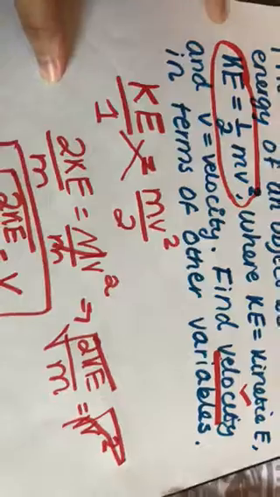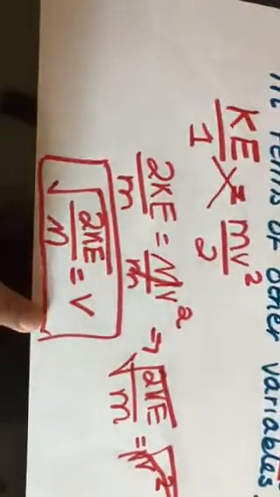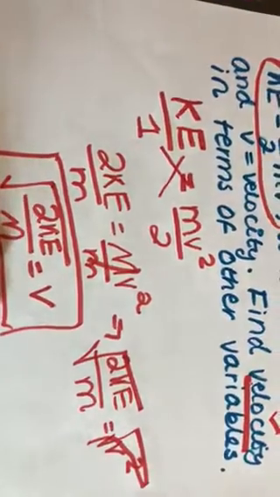So find velocity. Velocity is v, sorry. And kinetic energy is KE. So we're just trying to find v. So I guess that's it.